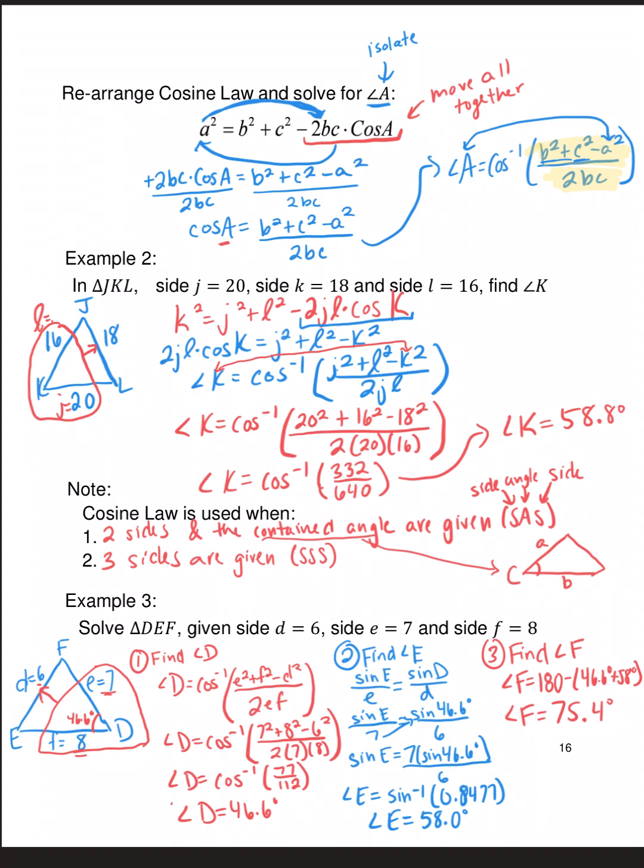So we have found now all of our angles. We didn't have any angles to begin with, and just using cosine law, then sine law, and then finally the sum of our interior angles, we were able to find all three angles. So that's it for your notes for today.